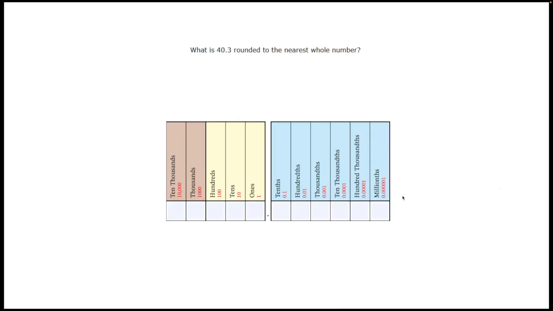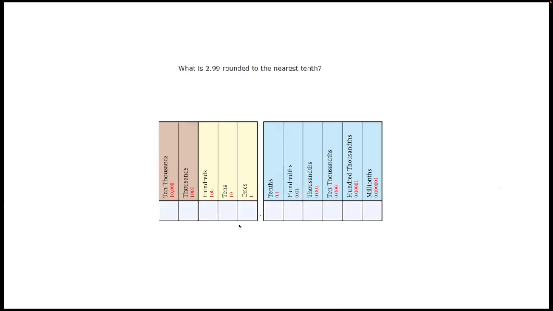Now for this one, the wording is a little different. It says, what is 40.3 rounded to the nearest whole number? Whole number is just the ones position. That's all it means. So I'm looking at the 0, the neighbor is 3. It's less than 5. So my answer is just 40. You have to put 40 because it said rounded to the nearest whole number. Final answer.